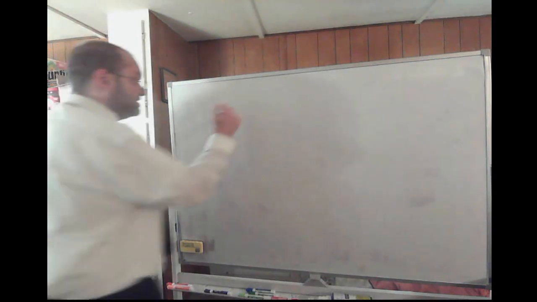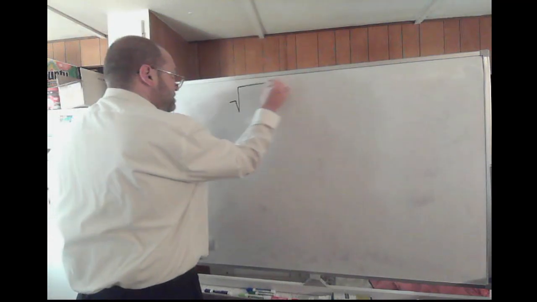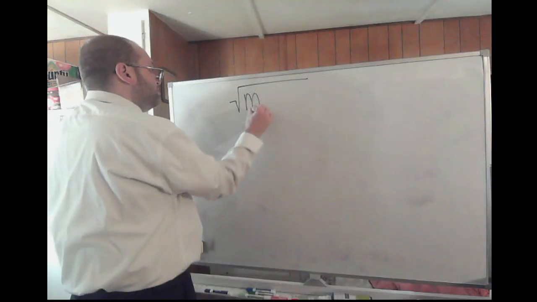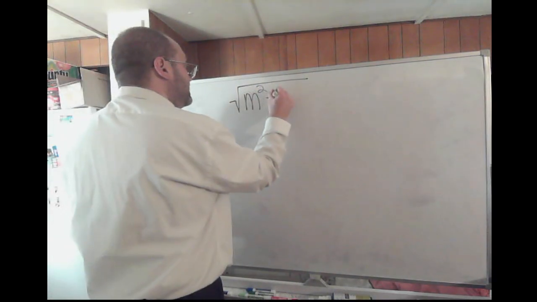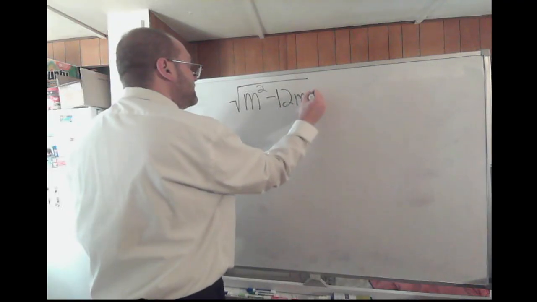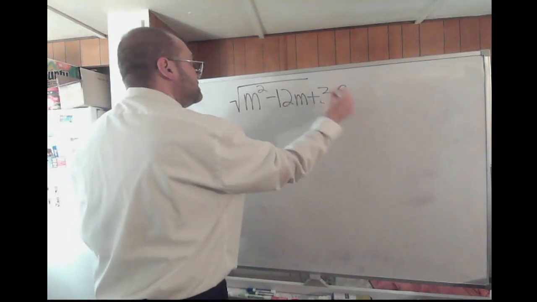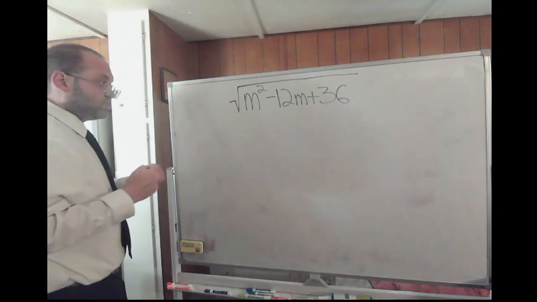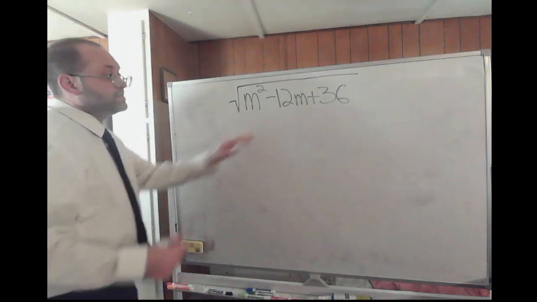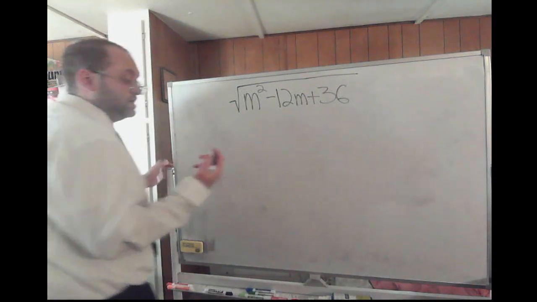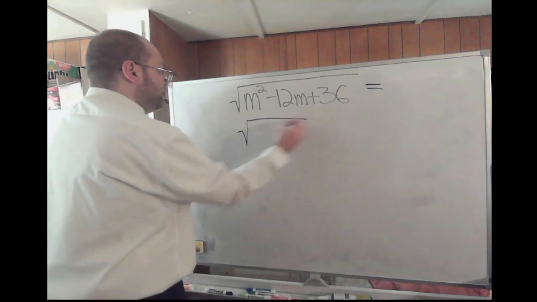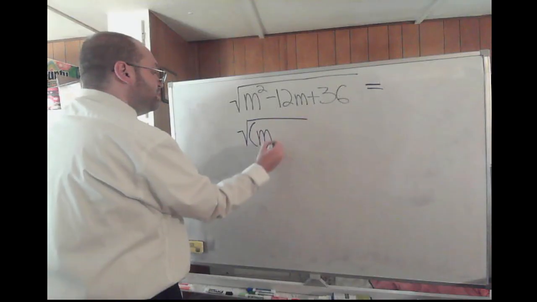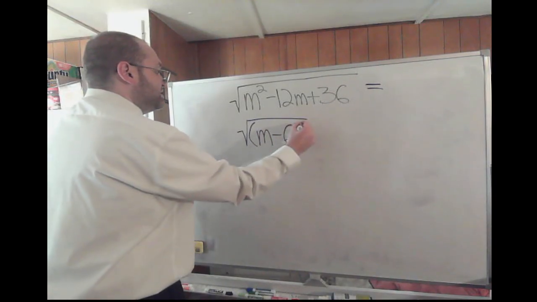And I got one more problem and then we are done. It's a similar type of problem. So let's see, we have the square root of m squared minus 12m plus 36. I would say it looks like we can definitely factor this, can't we? And we certainly can. That'll be the square root of m minus 6 raised to the second power.